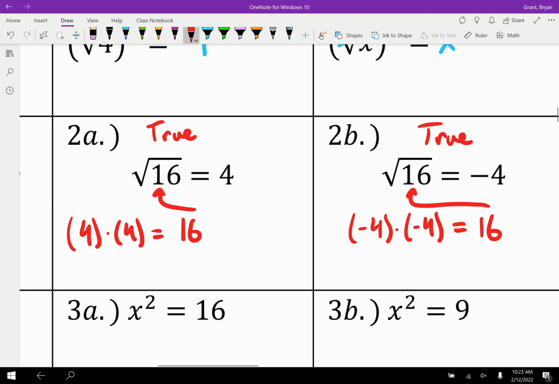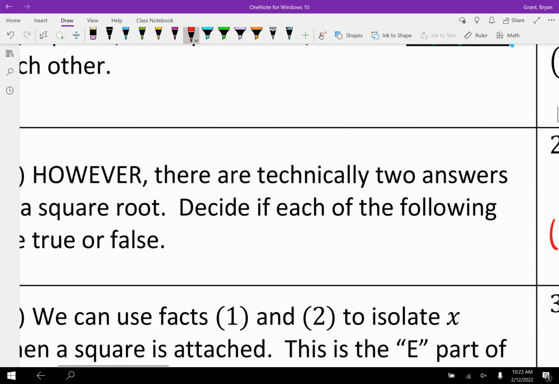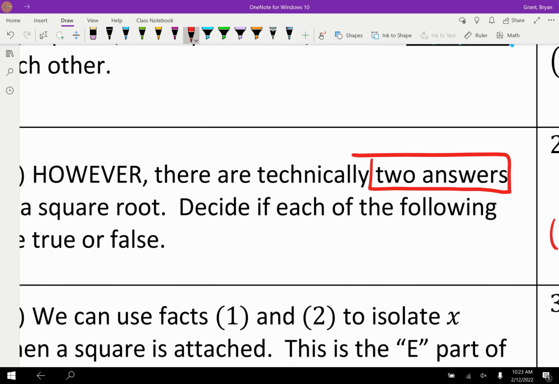In fact, this is the first time we've ever seen something like this happen all year long. We are inputting the same number into a square root, and the outputs are two different numbers. What does that mean about the square root? Well, hopefully you realize that means that the square root is actually not a function. Right? Because if I ask you what the square root of 16 is, and one person, Anton, says it's 4, but then Beverly says that it's negative 4, well, who's right? Well, they're both right. And so that presents a bit of an issue. In fact, square roots, if you read over here, technically have two answers.